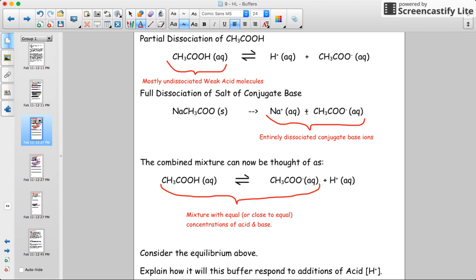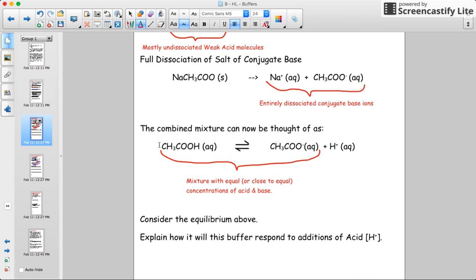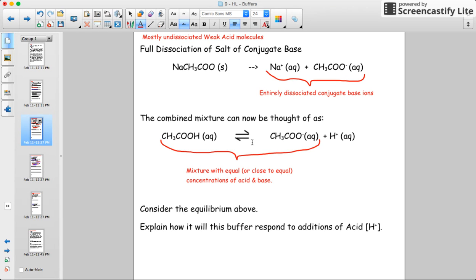So if you take those two solutions and mix them together, the weak acid solution and this salt solution in the same flask, now you're going to have a solution that has a lot of this weak acid molecule, but it also has a lot of this weak base molecule. So it's going to have a lot of both. And ideally, it's going to have equal amounts of both.